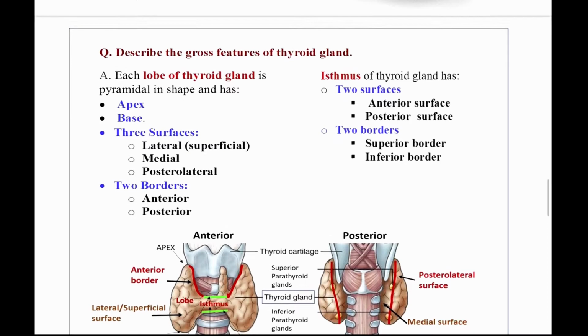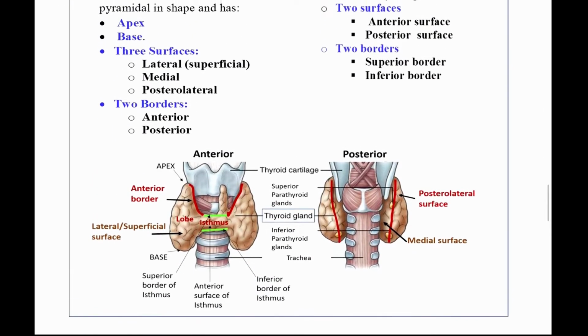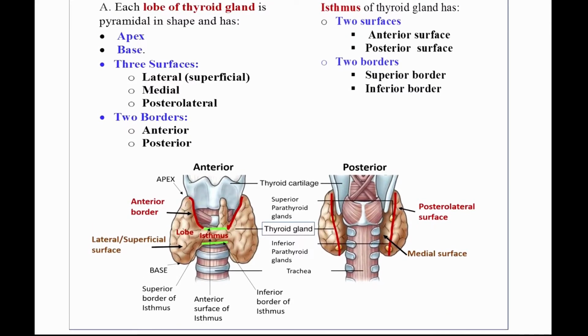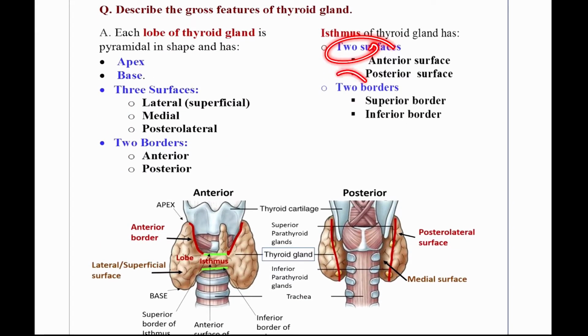So there is a question: describe the gross features of the thyroid gland. We have already discussed this. The lobes have an apex, base, 3 surfaces and 2 borders. The isthmus has 2 surfaces and 2 borders.